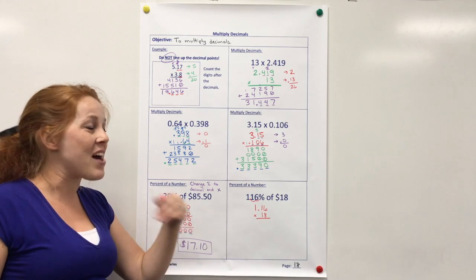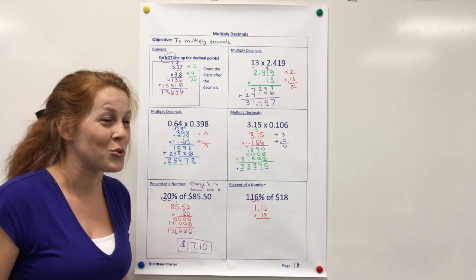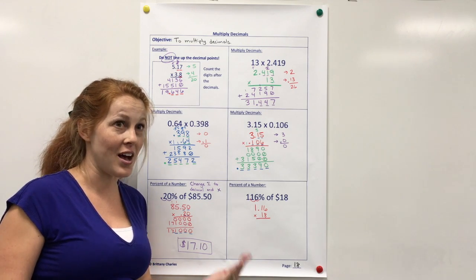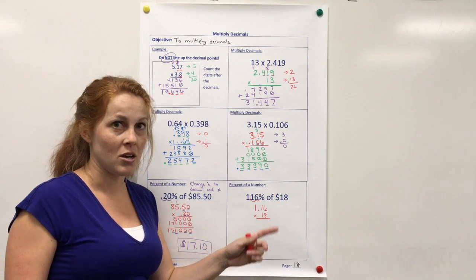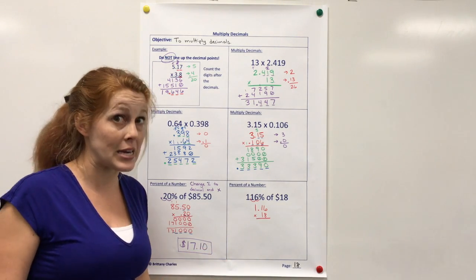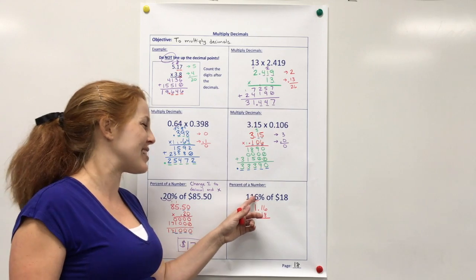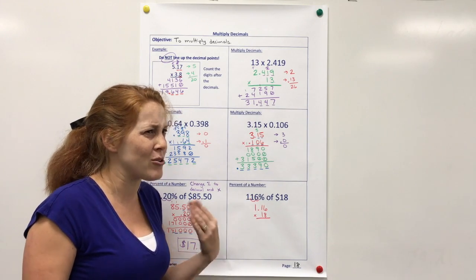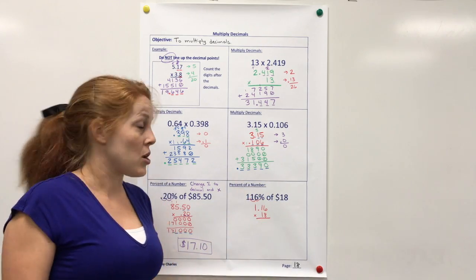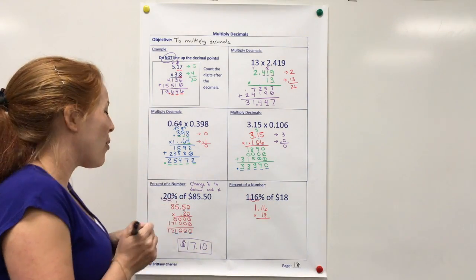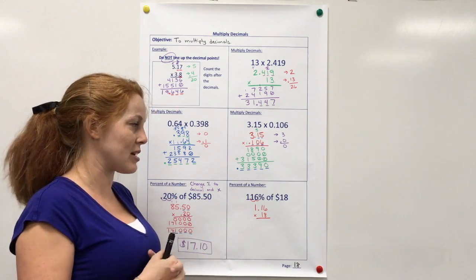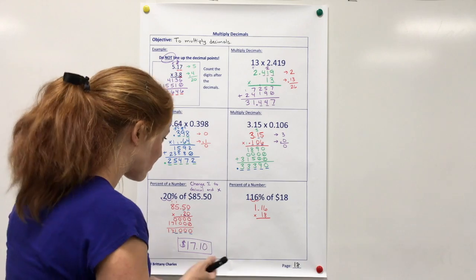On this one, I have over 100%. So what does that tell you about what my answer is going to be? Well, 100% would be 18. So if it's over 100%, that means my answer should be over 18. And since this percent is not a lot over 100, I know it should just be a little bit over 18. Maybe somewhere around 20, okay? So you always kind of want to think about what would be reasonable as an answer just to make sure you're on the right track.